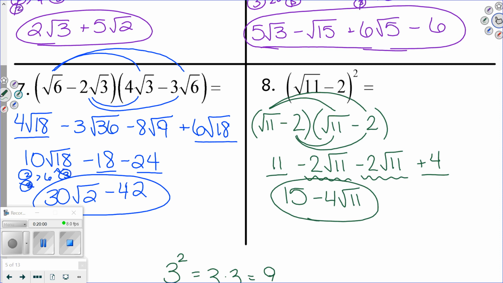All right, questions here though? If you're anything, you're going to mess this up. You're just going to forget that that means you have two of them. Always stop and think what it means to square something.